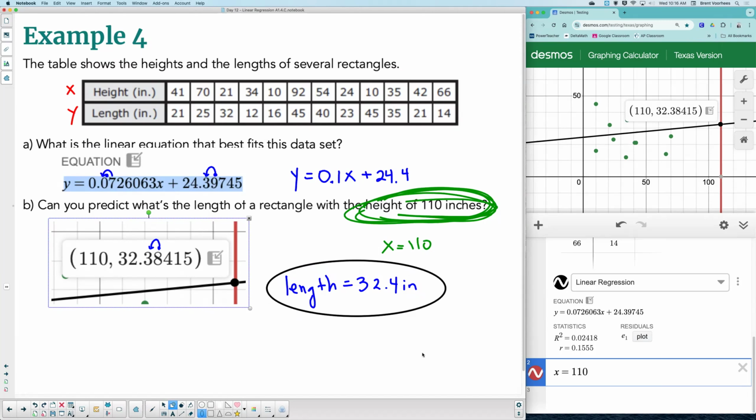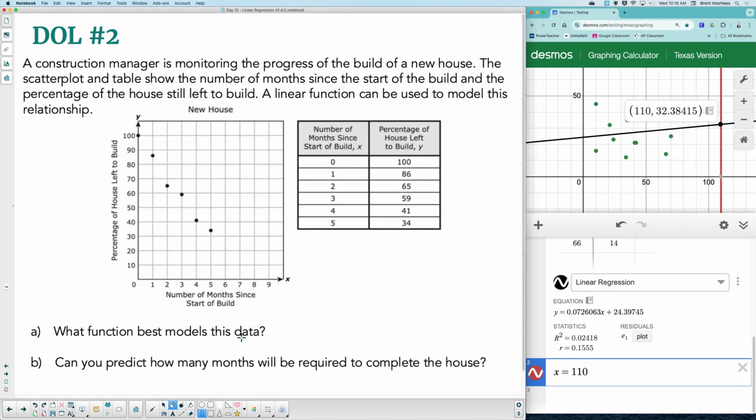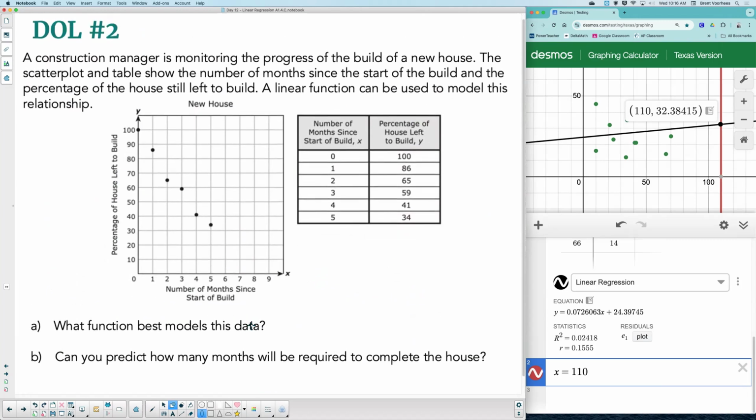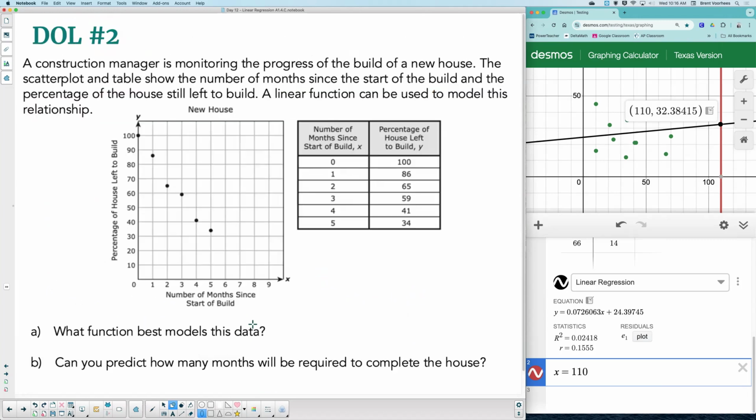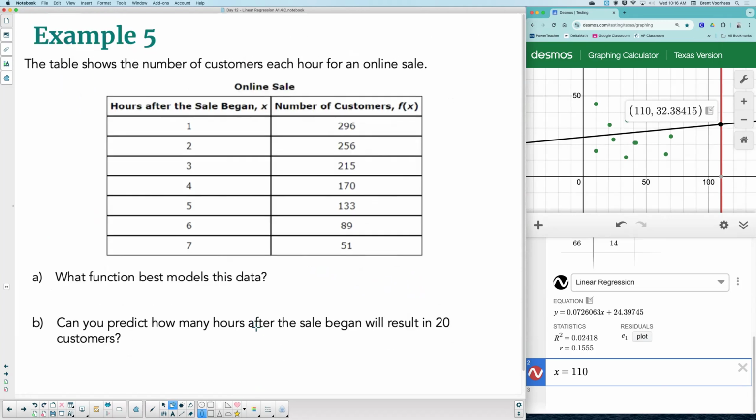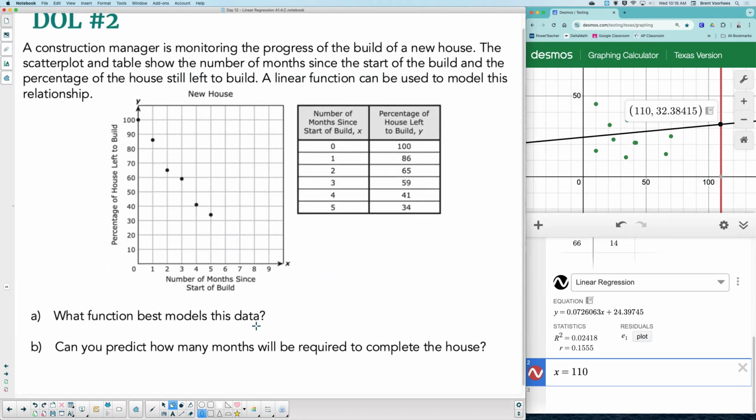Okay, now you're ready for your two DOLs. Let me make sure I'm right. Yep, you have DOL 2 and then DOL 3. Oh, I'm sorry, I have an example 5. Go do DOL 2.